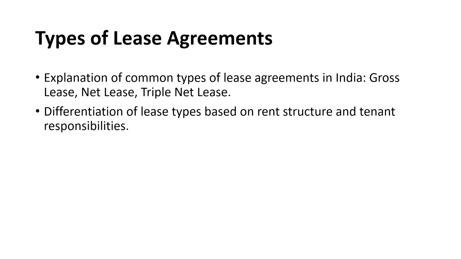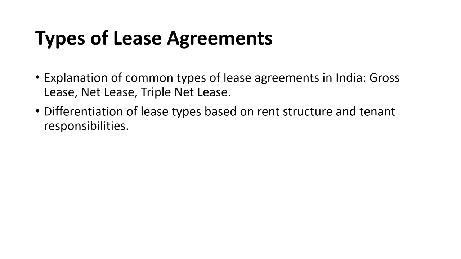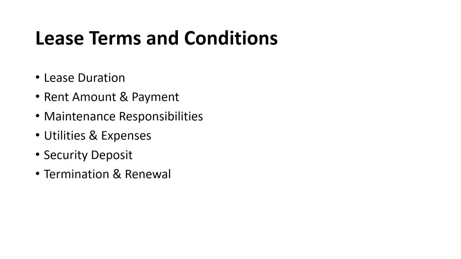be different arrangements. So from gross lease to triple net lease, we can see that the liability on the owner is decreasing and liability towards the tenant is increasing. So the tenant is saying that we will pay for all the expenses also. So as we are moving from gross to net, the tenant is taking more and more responsibility. So that is there. Then we are talking about the lease terms and conditions.